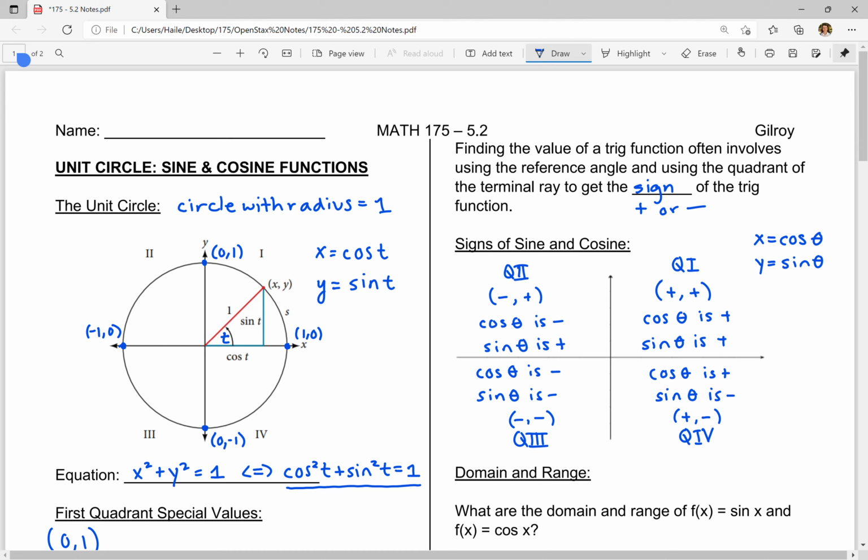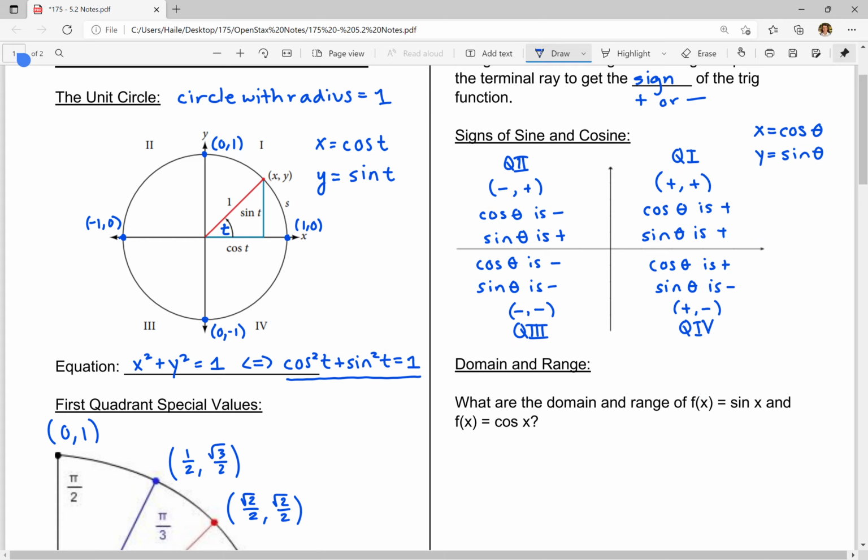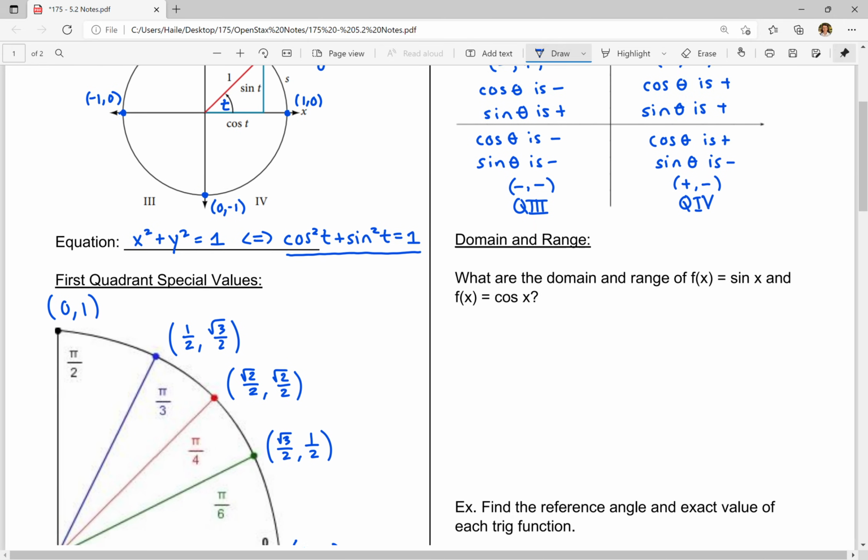So remember, even though we're talking about something new, like trigonometric functions, we're relating it back to something you know, which is just x and y coordinates. Okay? So now we're going to talk about the domain and range of sine and cosine.